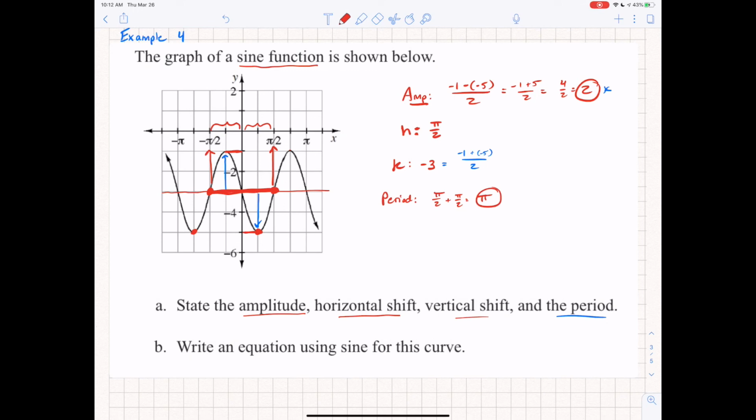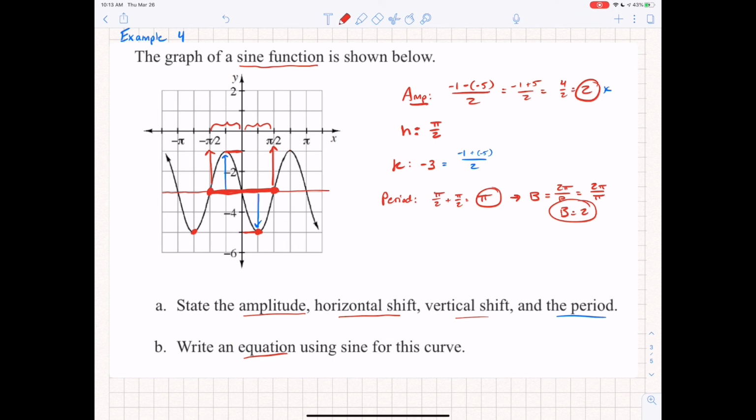All right, now if that's my period, part A doesn't ask for it, but because B is asking for my equation, I know that I'm going to need to know what my frequency is. And frequency is 2 pi divided by my period, which in this case is 2 pi divided by pi. So my frequency is 2.